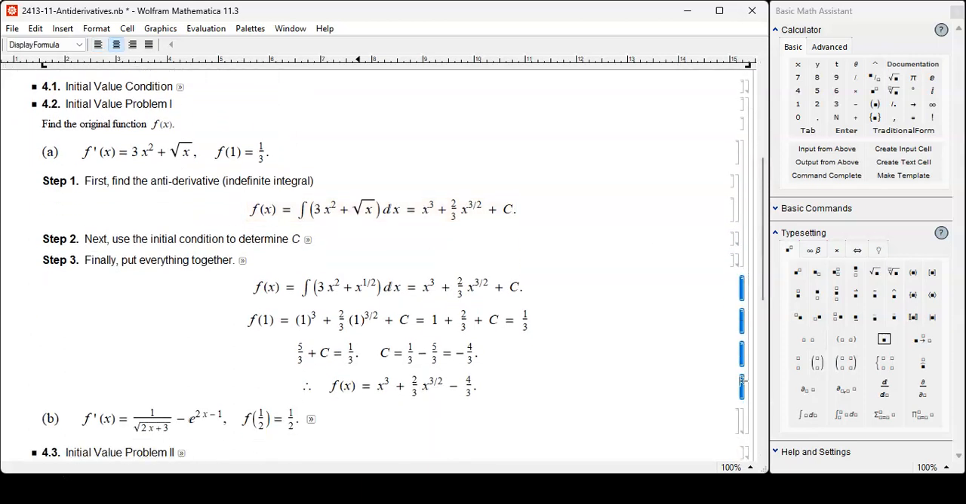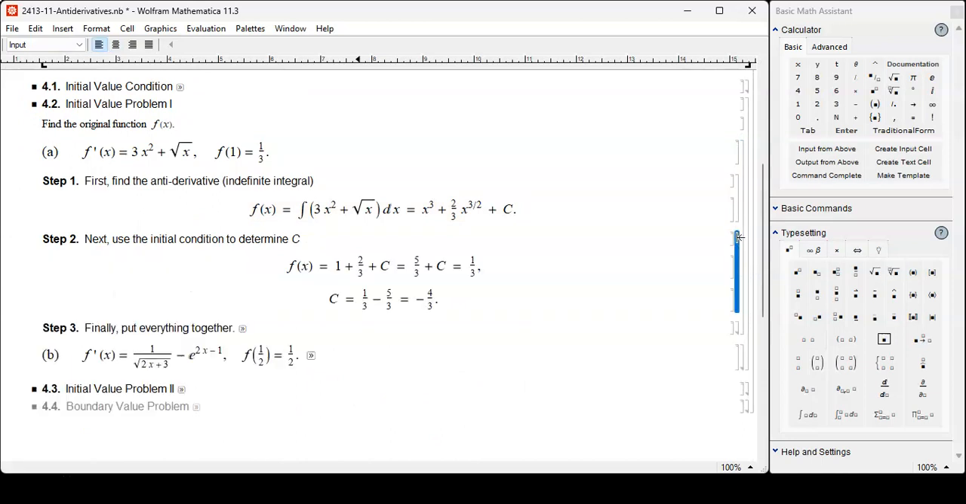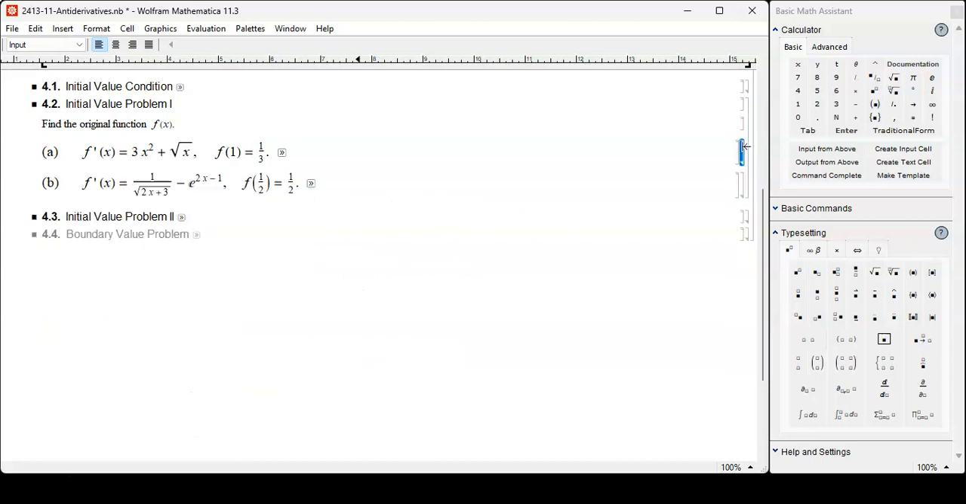Antiderivative, that's step 1. Step 2, apply the initial condition and solve for c. Plug it back in, and that gives me the final answer. Time for another? Probably not. Here's a problem. Go ahead. A little bit harder integral problem here, but you should be able to handle it.